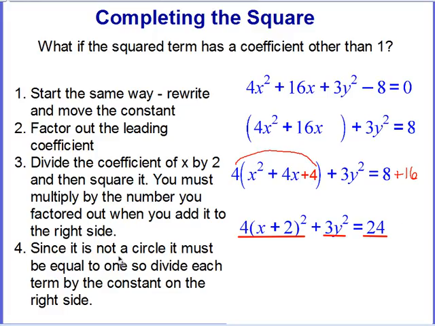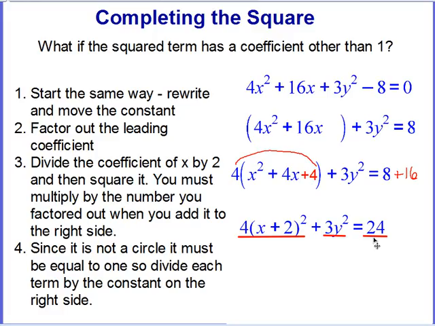Now this step 4 says since it's not a circle. Well, how do I know it's not a circle? If it were a circle, the number that's in front of the x would have to be the same as the number in front of the y. So the coefficients of x and y have to be the same for it to be a circle. These are not the same, so it's not a circle. If it's not a circle, then it's an ellipse, and so it would have to be equal to 1.